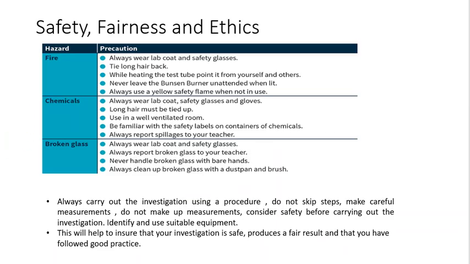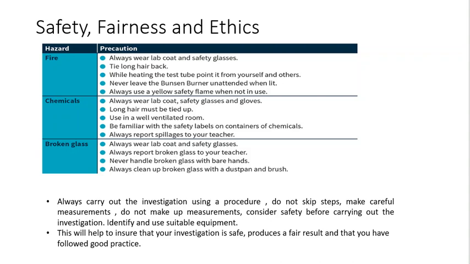And then the last thing is safety, fairness, and ethics. So again, from a safety point of view, always wear your lab coat. What are some of the main hazards that you can come up against? Fire, chemical hazards, and broken glass. Always wear a lab coat and safety glasses. Tie your hair back. If you're using a Bunsen burner, make sure your hair is tied back. While heating the test tube, or if you're heating, for example, the beaker, point it away from yourself and others. Never leave a Bunsen burner unattended when lit, and always use a yellow safety flame when not in use. So when you're not using the Bunsen burner.